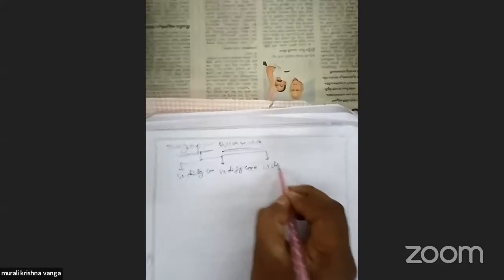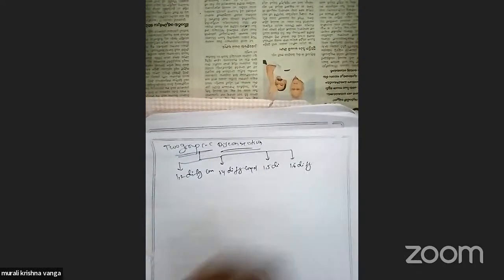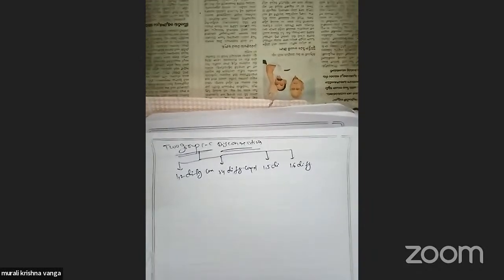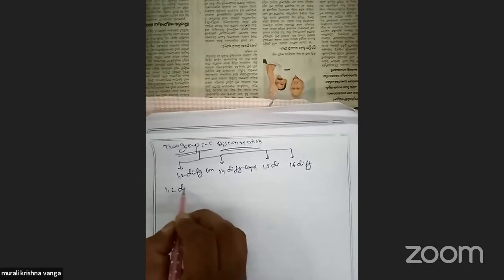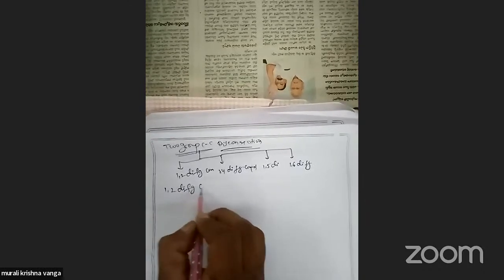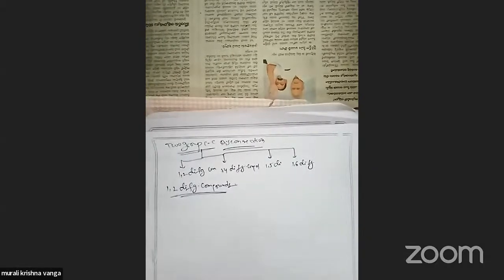1,5 difunctional compounds. 1,6 difunctional compounds. Okay, we are discussing one by one. So first we are discussing 1,2 difunctional compounds. In these 1,2 difunctional compounds, the functional groups are at the 1,2 position.